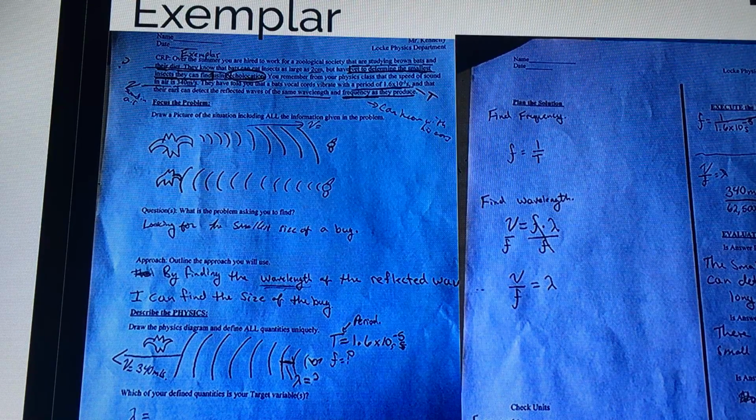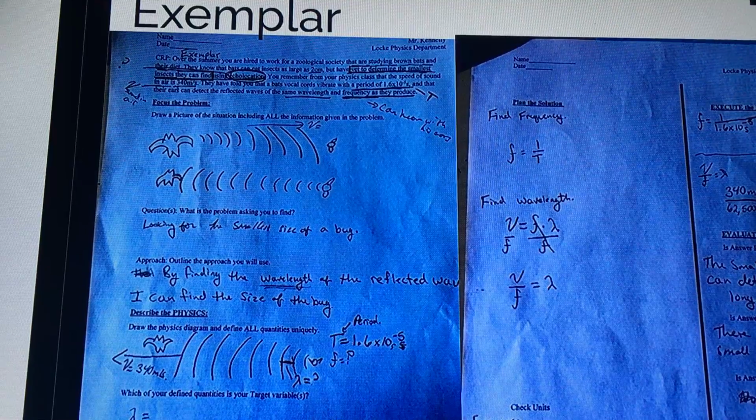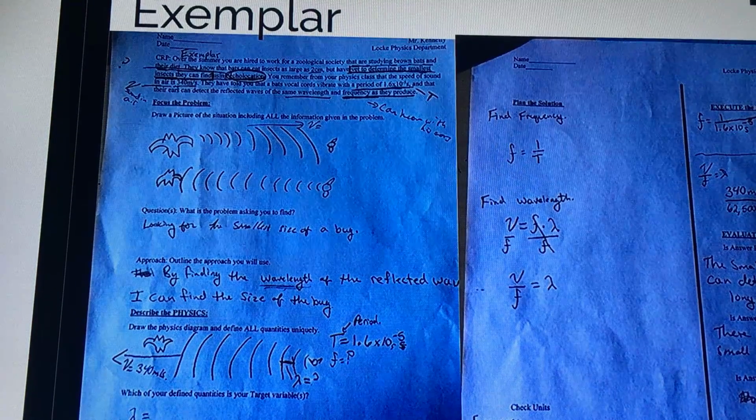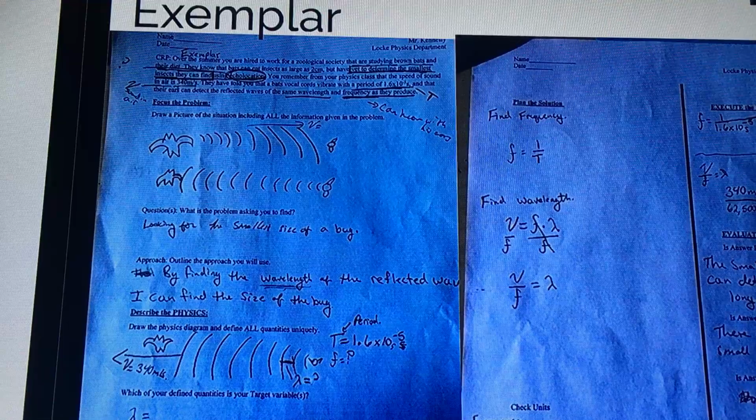And I'm going to read the problem just so you can kind of get an idea of what a context-rich problem would sound like. So something on the order of: over the summer, you are hired to work for a zoological society that is studying brown bats and their diet. They know that bats can eat insects as large as 2 centimeters, but have yet to determine the smallest insects they can find using echolocation. Remember from your physics class, the speed of sound in air is 340 meters per second. They have told you that a bat's vocal cords vibrate with a period of 1.6 times 10 to the negative 5th seconds, and that their ears can detect the reflected waves at the same wavelength and frequency as they produce. So, as you can see, it's not a very straightforward problem.